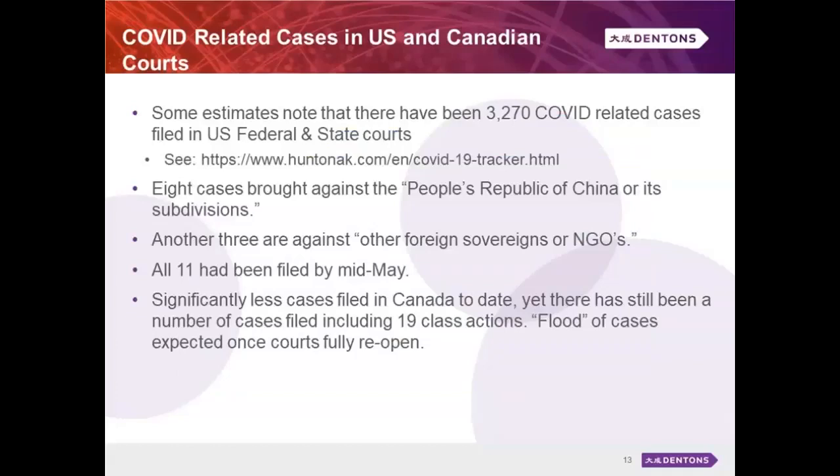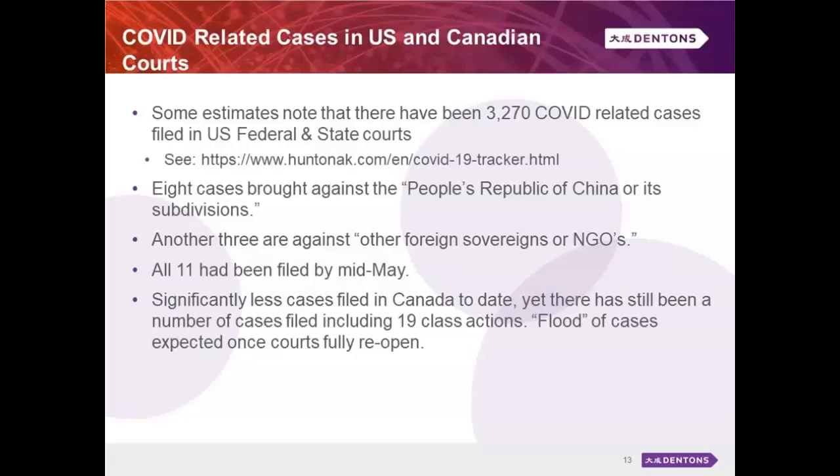Thanks, Sean. So as you just walked through, governments are taking extraordinary measures around the world to address the spread of COVID-19. And while many governments are trying to strike that balance between protecting public health and economic interests, the pandemic is creating unprecedented risks for companies all over. And this has resulted, as you can see on the slide here, in an explosion of litigation related to COVID-19 in the jurisdictions that the three of us practice in, namely the United States and Canada. There are nearly 3,300 cases that have been filed in the United States in both state and federal courts.